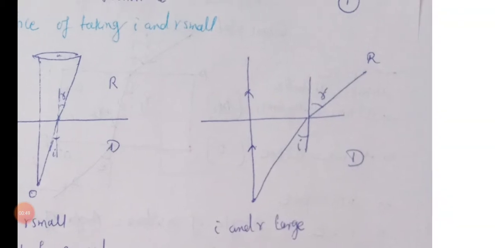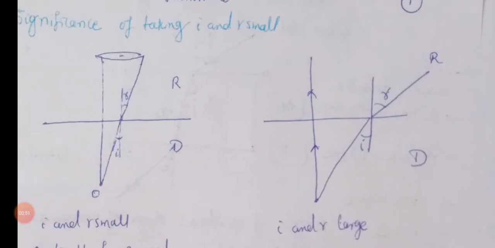Second case, student: you see i and r both are not small. Means the person is not observing from the normal position above. He is observing a little bit sidewise. So in one case i and r are small, and in this case i and r are large.